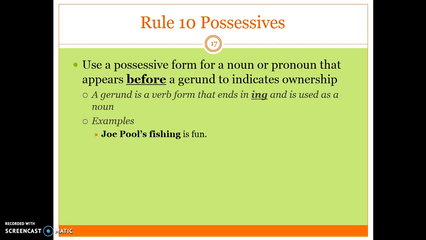Rule number 10 says use a possessive form for a noun or pronoun that appears before a gerund to indicate ownership. A gerund is a verb form that ends in ing and is used as a noun. So fish is a noun, but when we say fishing, it becomes a verb. So Joe Poole's fishing is fun. That's the example you have here.